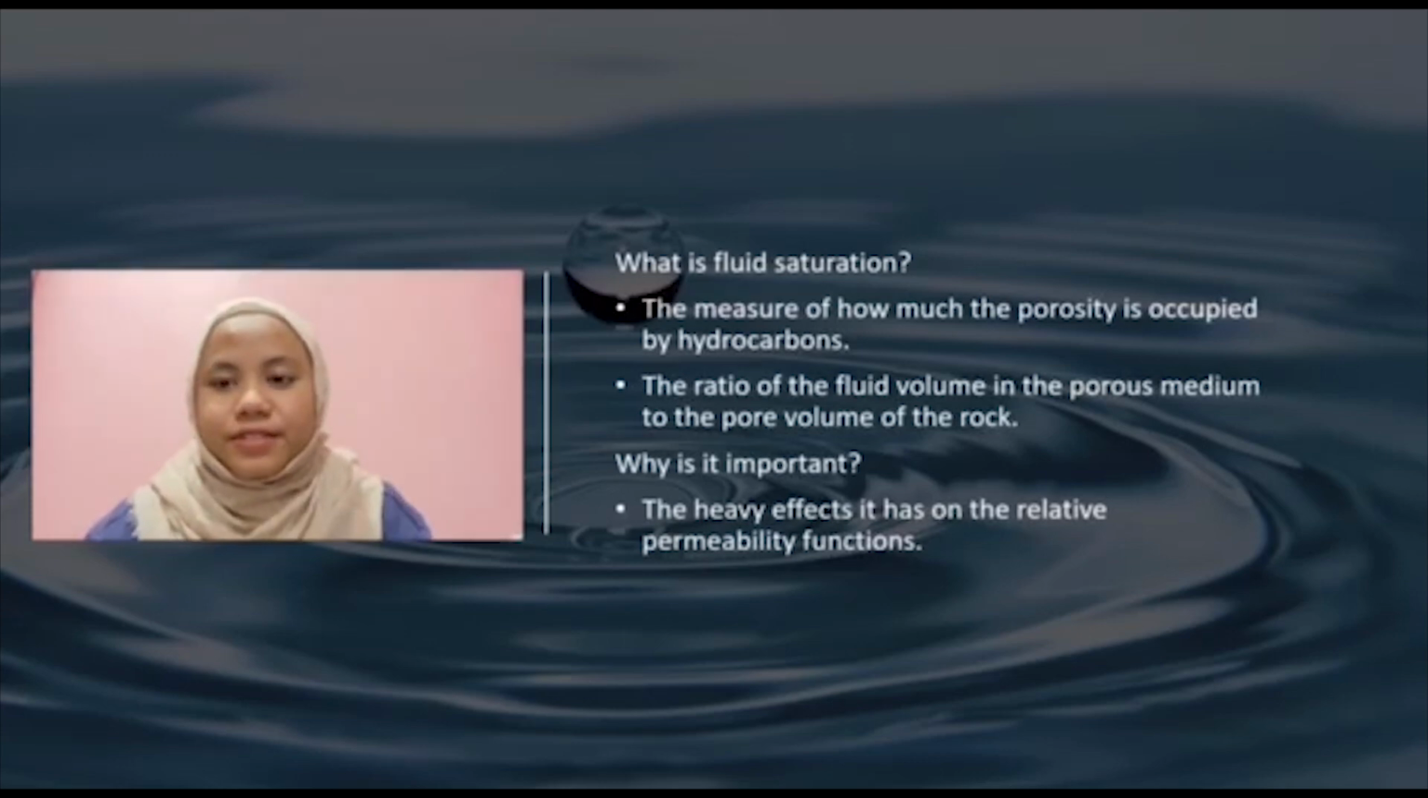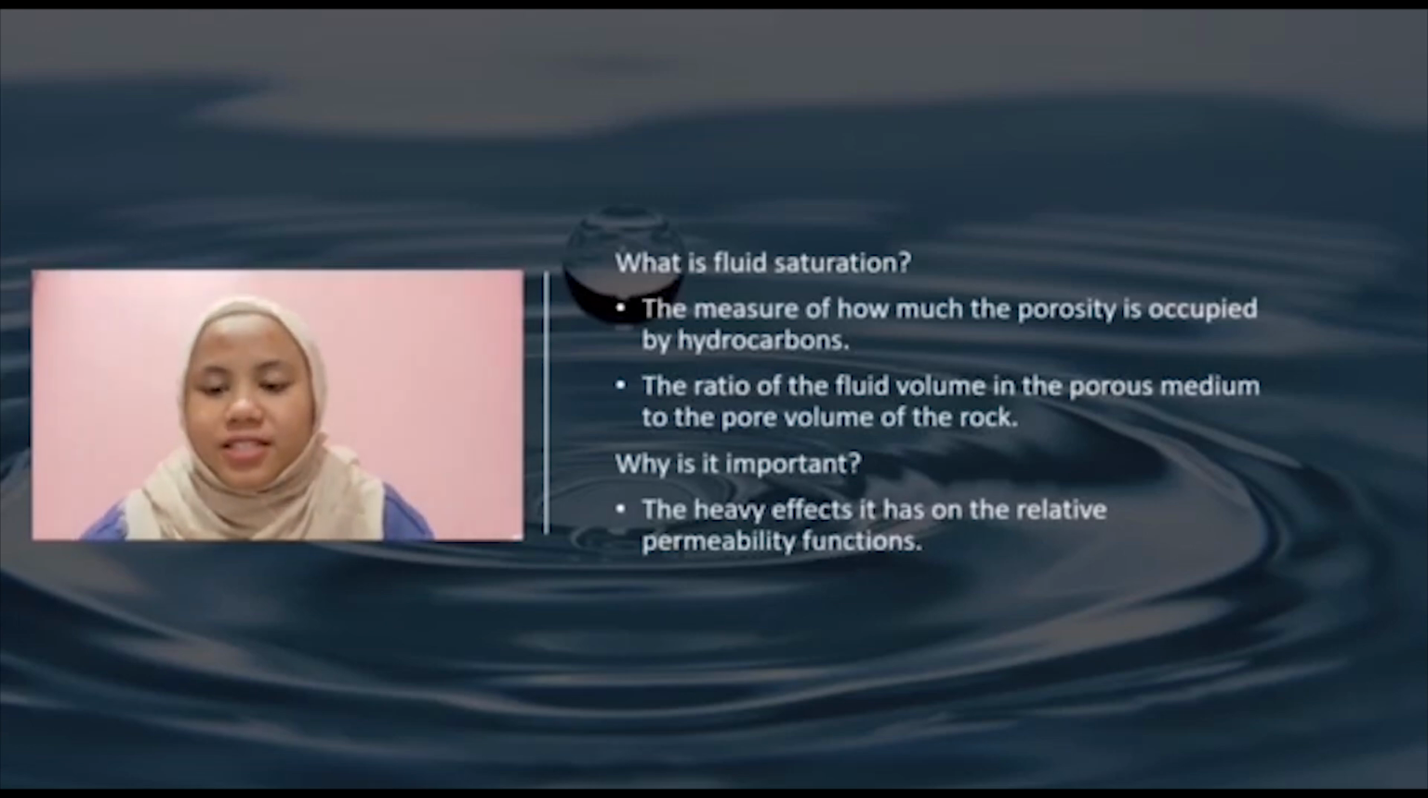Fluid saturation. Fluid saturation is one of the critical parameters in petroleum engineering, which is important for the viability of a reservoir. What is fluid saturation? Fluid saturation is the measure of how much of the porosity is occupied by hydrocarbons. Therefore, fluid saturation is also defined as the ratio of the fluid volume in the porous medium to the pore volume of the rock.